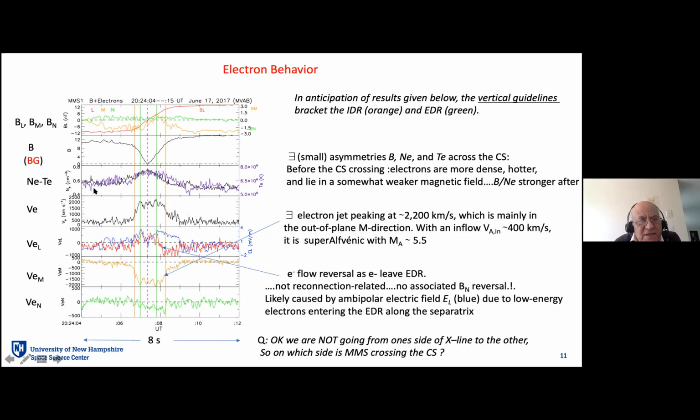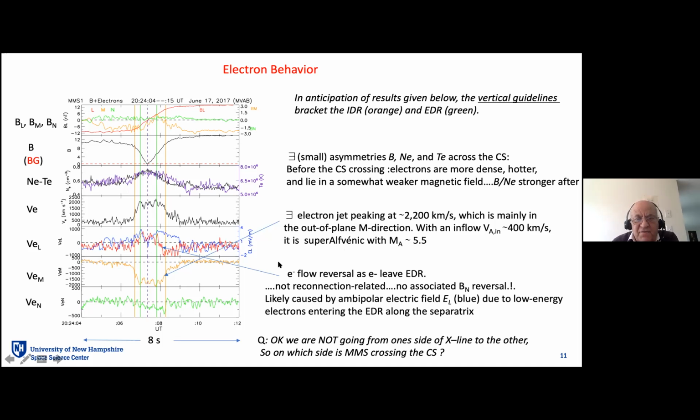First of all, we notice here small asymmetries in N, T, and B. For instance, here the plasma in this inflow region is denser, hotter, and in a weaker magnetic field. You tell me, well, that asymmetry is not very big. It is not very big, of course. However, we will find its effect.